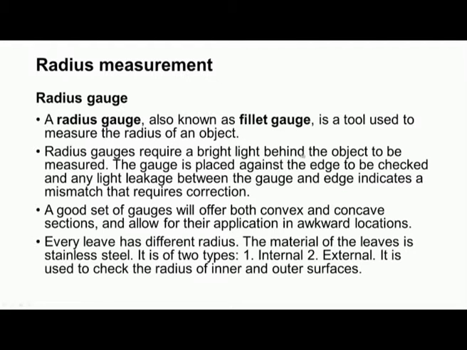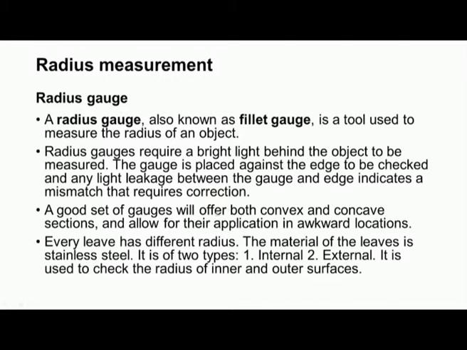So, for measuring the radius of a component, the most commonly used instrument is the radius gauge. This is also known as fillet gauge, which is used to measure the radius of an object. Radius gauges require a bright light behind the object to be measured. The gauge is placed against the edge to be checked, and any light leakage between the gauge and edge indicates a mismatch that requires correction.